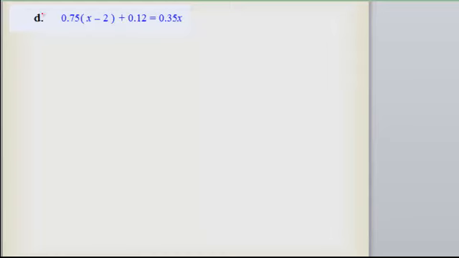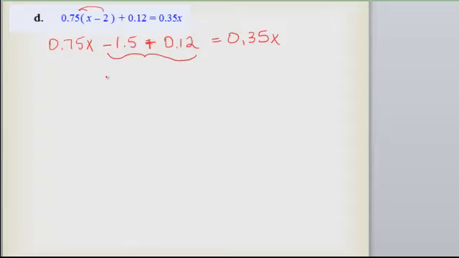Now for this problem, a lot of people like to get rid of their decimals, but since we have our nice graphing calculators, they're really not that bad. So just go ahead and work this as usual. Multiply this out, 0.75x minus 1.5. Combine like terms that are already on the same side. If you have a negative 1.5 and you add a 0.12, you're going to get a negative 1.38.